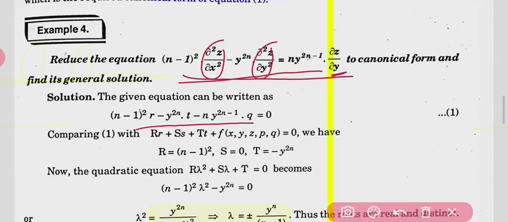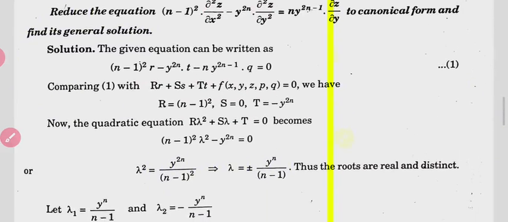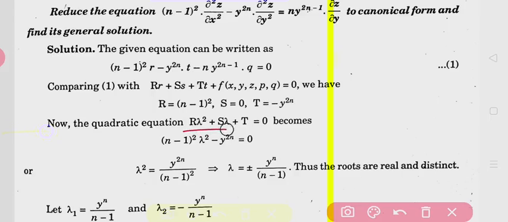Okay, when you write down in the standard form, compare it with this one. When you compare it, you will get the values for the capital R, S, T. So when you get the values of capital R, S, T, firstly find the value of s square minus 4rt. Okay, so canonical form you have to convert it. So what you have to do? Just make the quadratic equation r lambda square plus s lambda plus t equal to 0 by using this value of r, s, t.